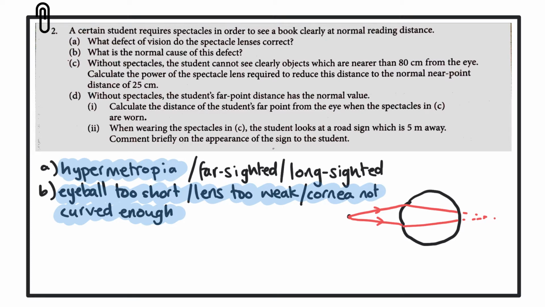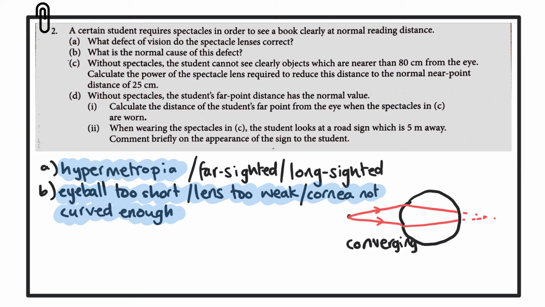So to correct this type of vision defect, we would need to have a converging lens or a convex lens. And the reason we need that is because when we place a converging lens in front of the eye, that will start to bring the rays together so that they can meet on the retina. So you should know that for hypermetropia, we would need a converging lens to correct that vision.